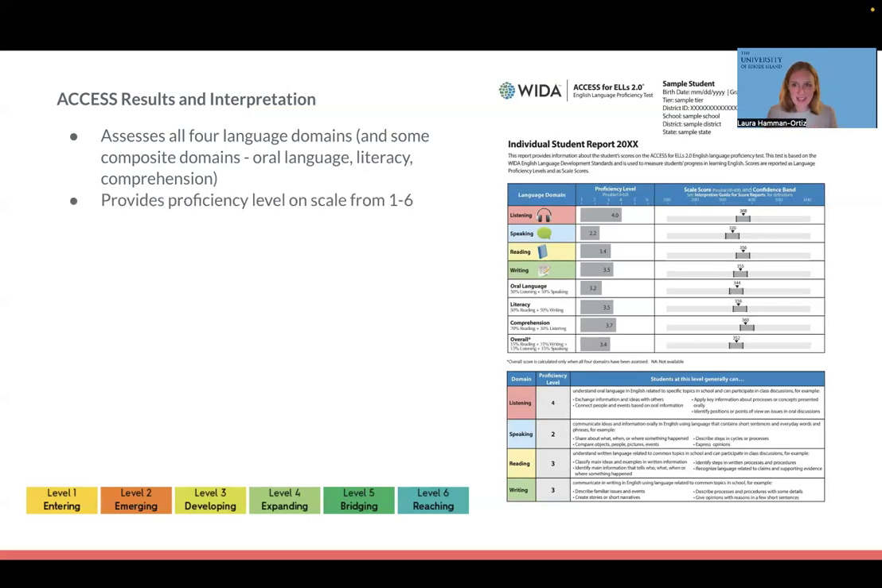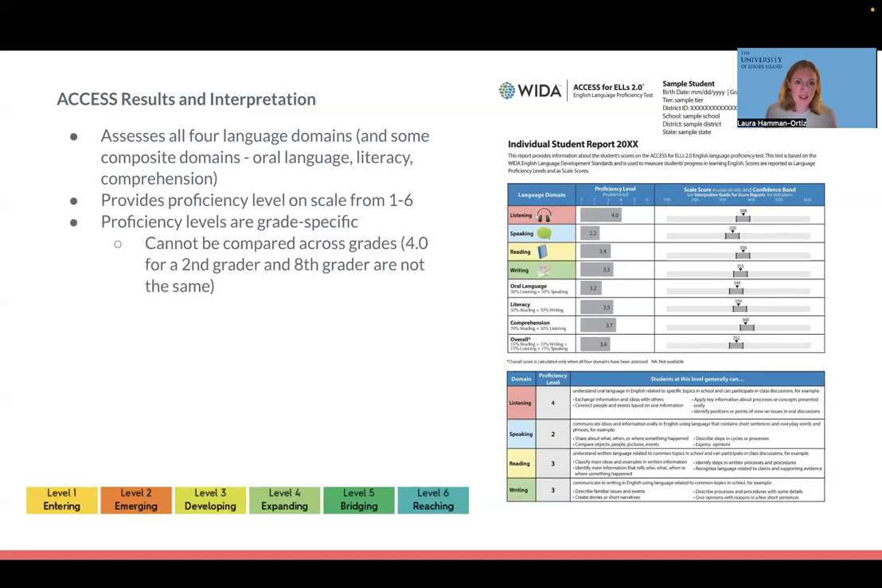You can see this scale that I've been referencing. So kind of the stages of second language acquisition that we've talked about in this course, from level 1 to level 6, from entering to reaching. And so you see the proficiency level uses that scale. These levels are grade specific.